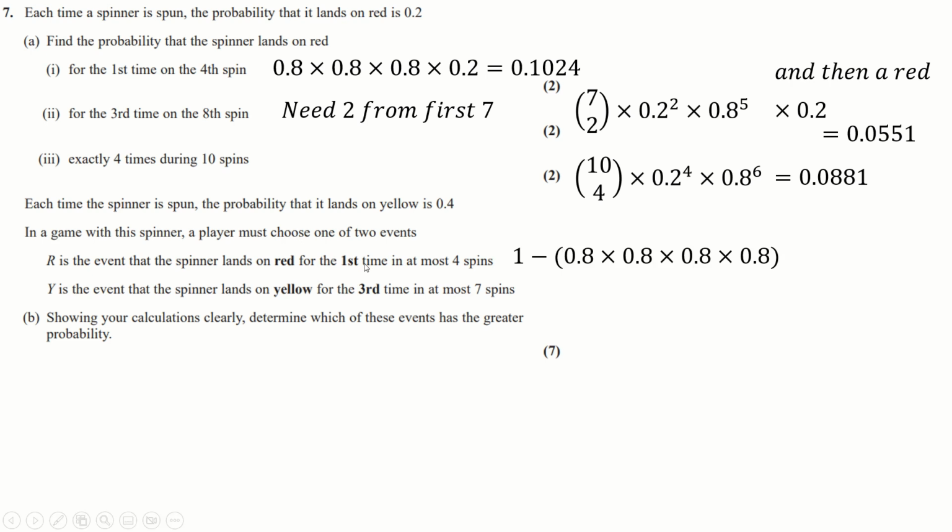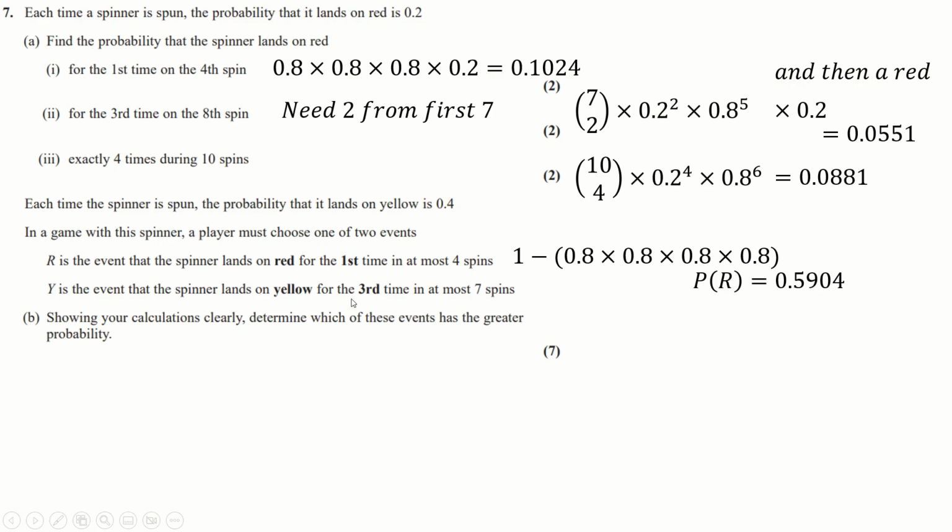A red somewhere for the first time, somewhere in the first 4 spins. It's not saying on the 4th spin. It's saying somewhere in the first 4 spins. So I'm just going to find the probability of dodging red every single time in 4 spins and do 1 minus that, because that guarantees me all of the possibilities where a red appears at least once somewhere, right? And so that's just going to be that, nice and easy.